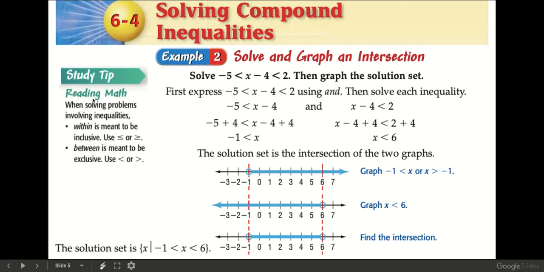Another study tip here when reading math, when solving problems involving inequalities: within is meant to be inclusive, right? So whenever I have less than or equal to or greater than or equal to, it's inclusive. It includes that number. Between is meant to be exclusive, which means if you have a less than or greater than, not equal to, it's exclusive. It does not include those numbers.